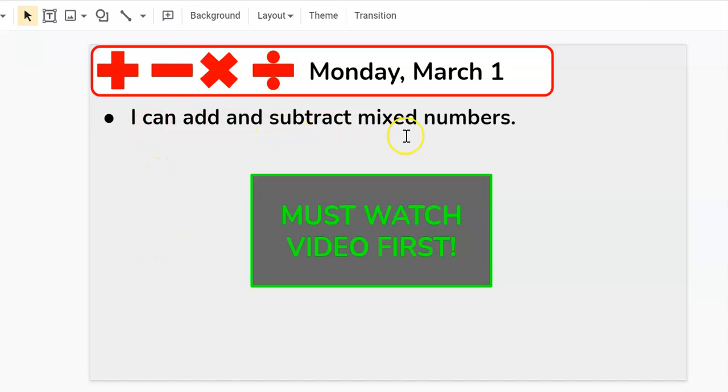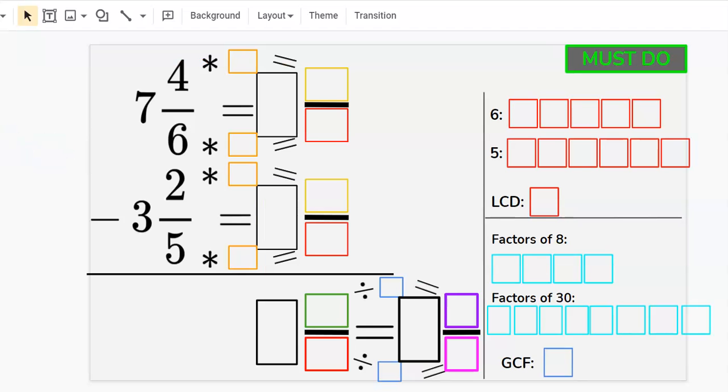Today we are going to continue our work with fractions, and we are going to practice adding and subtracting mixed numbers. Last week we worked on adding mixed numbers, so today we are going to add in subtracting those mixed numbers. What's really nice about subtracting mixed numbers is you do it the exact same way as you add mixed numbers. The only difference is you subtract instead of add. I'm going to do one example for you here, and then you guys are going to do this same kind of work on your slides.